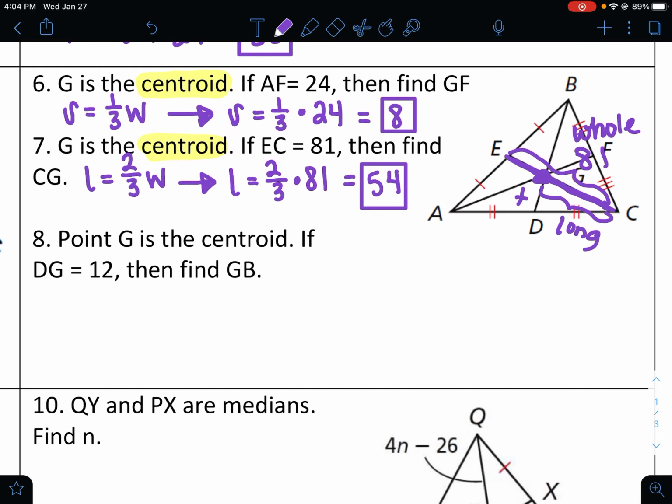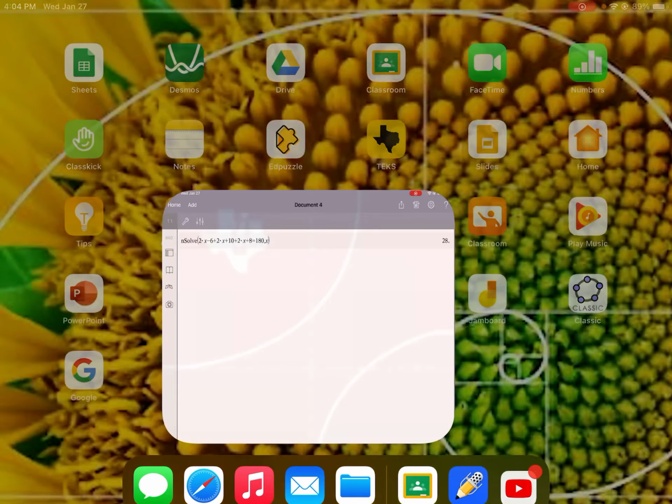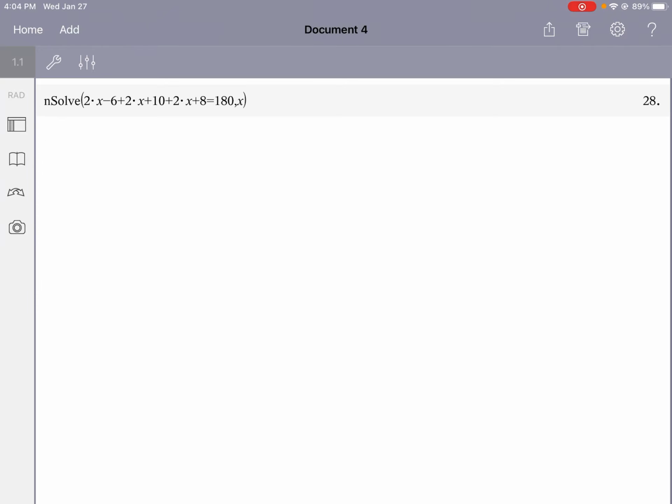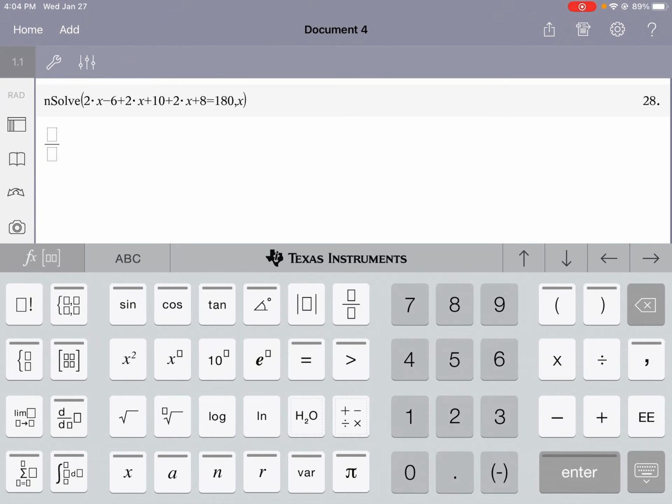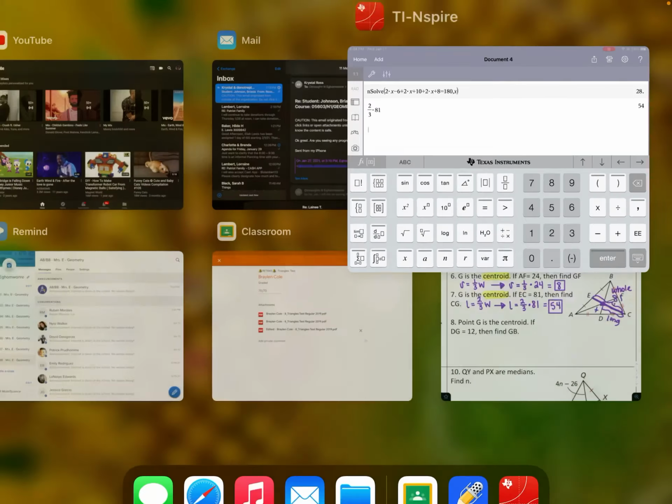And of course, you can just type that in your calculator. Let me show you real quick. So in your calculator, you would just do the fraction button, 2/3. Make sure you hit the right arrow, and then times 81, enter. And you can see there it's 54.